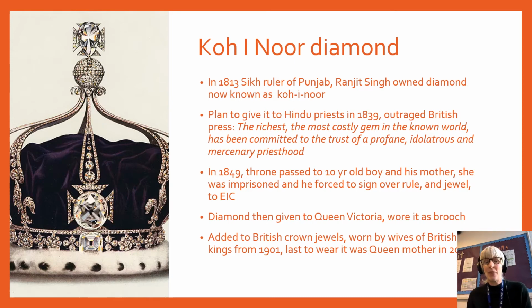And they gave the diamond to Queen Victoria, and she wore it as a brooch, which may remind you of Rachel Verinder and what she did with the diamond. It was later added to the crown jewels, and it was worn by the wives of British kings from 1901. And the last to wear it was the Queen Mother. Okay, because our present Queen is not Queen because she's married to a king, she's Queen in her own right.